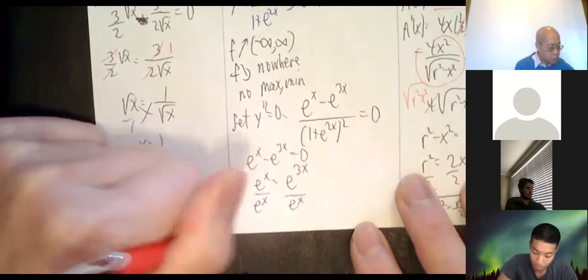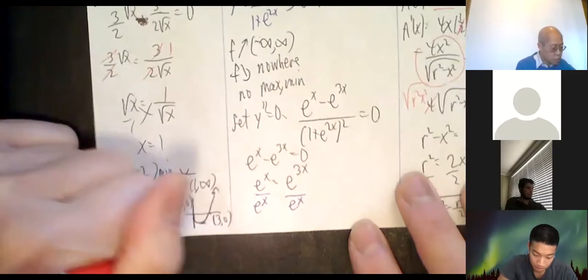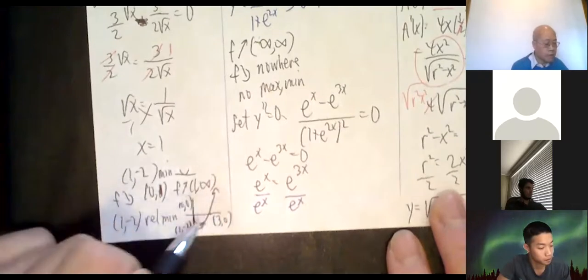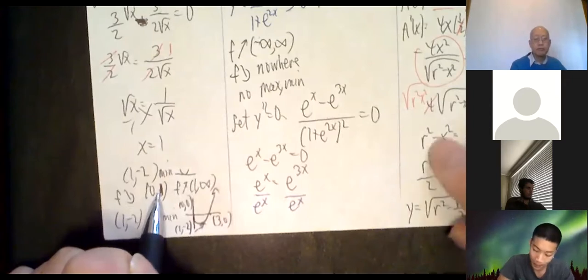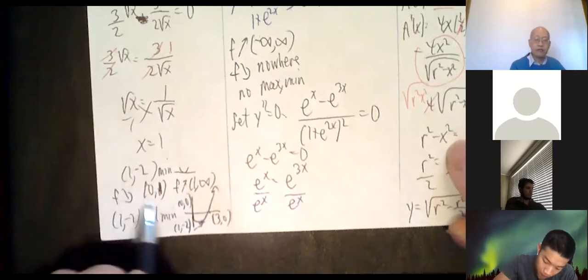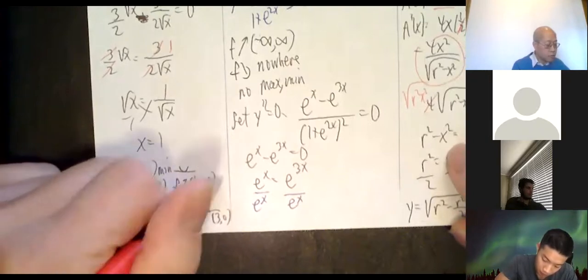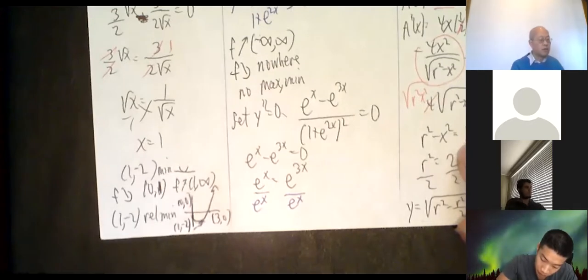Minimum, (3, 0), (0, 0), (1, negative 2), which is a minimum. Always concave up. The function is decreasing from 0 to 1, increasing from 1 to infinity. You can't say negative infinity to infinity because it doesn't go that far. It starts right at 0. Okay, so it goes down and it goes up, always concave up. All right, so that's that.